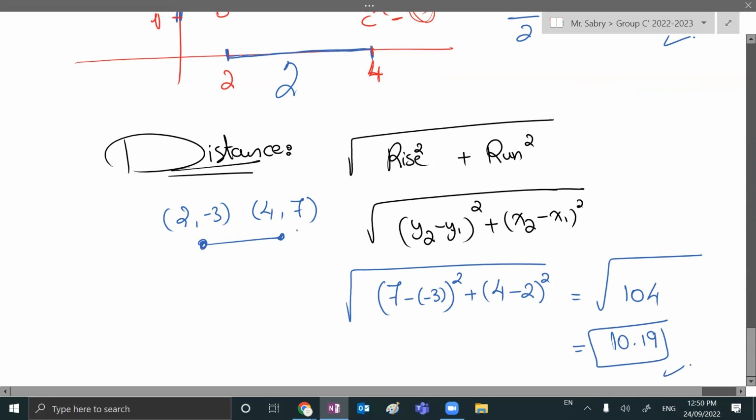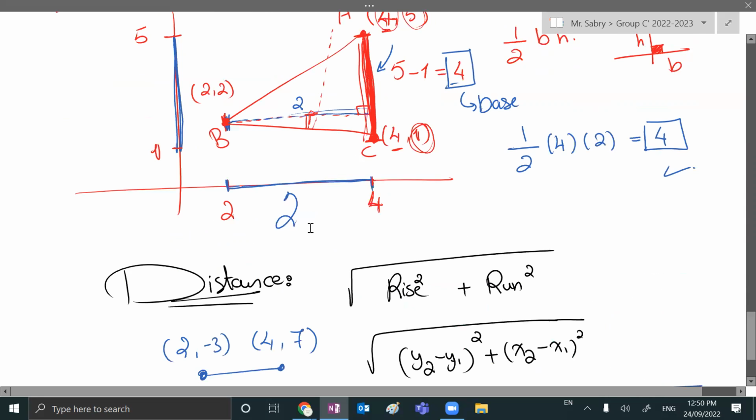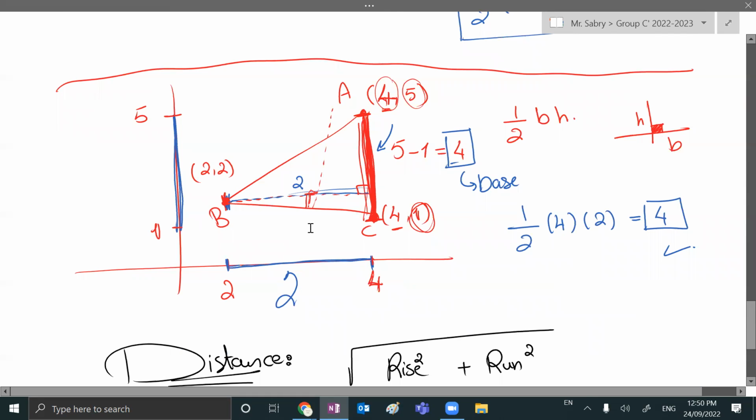So if I can't figure out if there are any vertical or horizontal lines, I'll just calculate the distance from this point up until this point to get whatever length I need. How do I calculate that distance? Using the distance formula that I just explained. Does that make sense, everyone, or not so much?